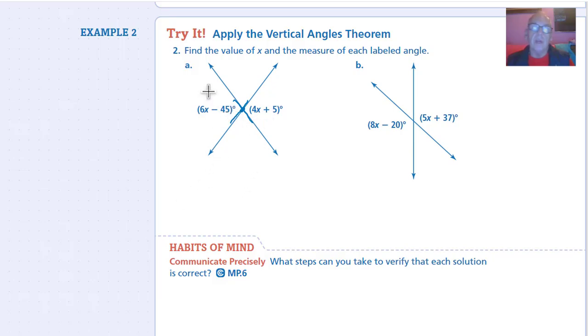If we call these angle 5 and angle 6, vertical angles are congruent says that angle 5 and angle 6 are congruent. So angle 5 is congruent to angle 6.